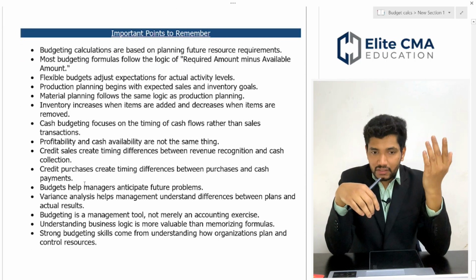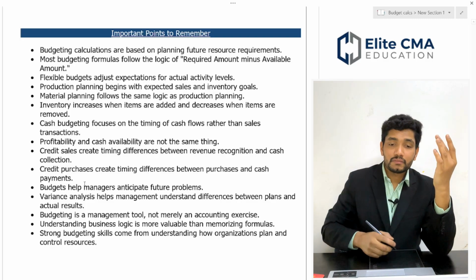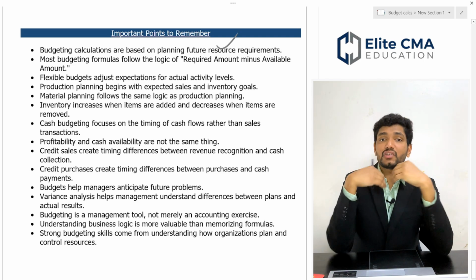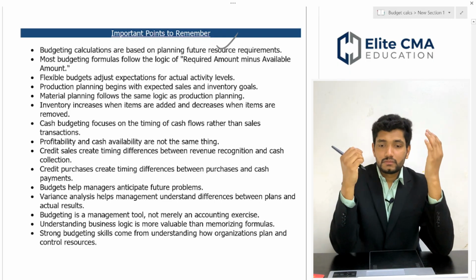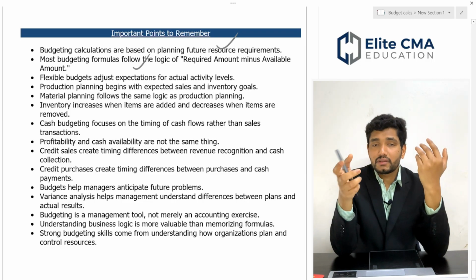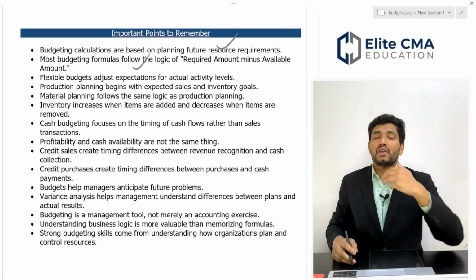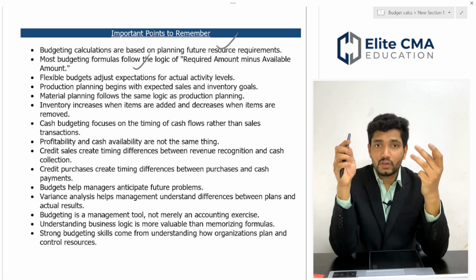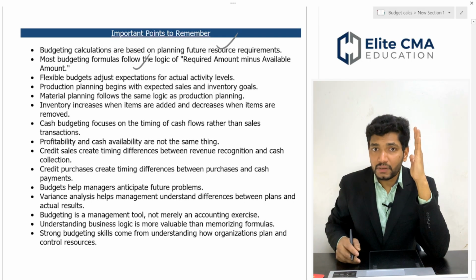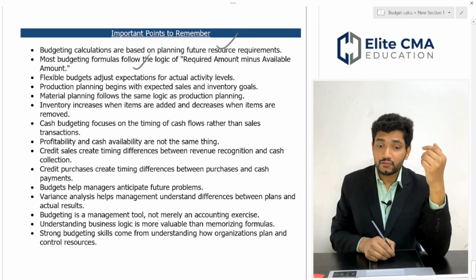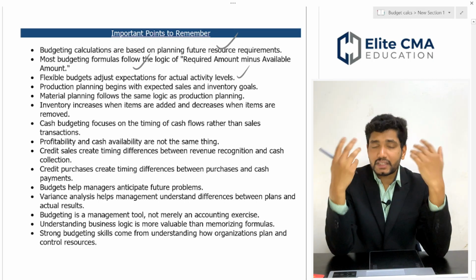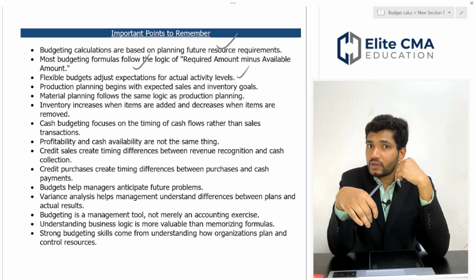Before winding up this discussion, let's go through important points. First thing, budgeting calculations are based on planning future resource requirements. Most budgeting formulas follow the logic: required minus available amount. That means if you are planning your purchase, you have to consider your total requirement, that is your material requirement plus ending inventory requirement, minus the opening inventory. Again, what is a flexible budget? It adjusts the expectation for the actual level of activity, based on the actual level of activities.